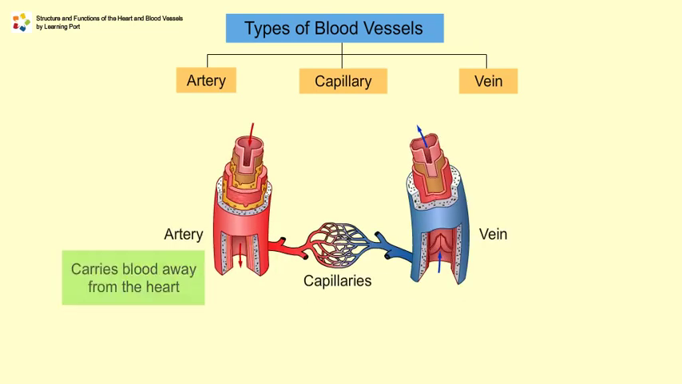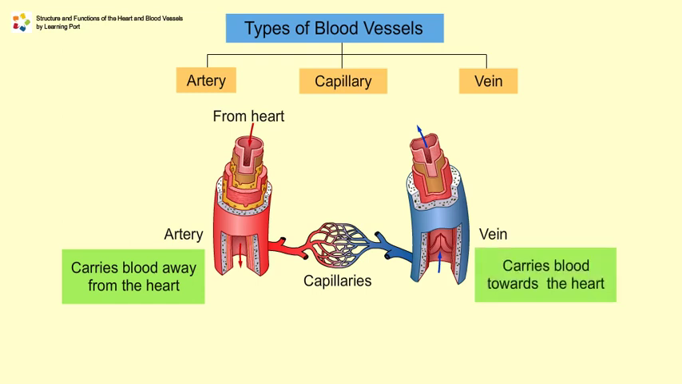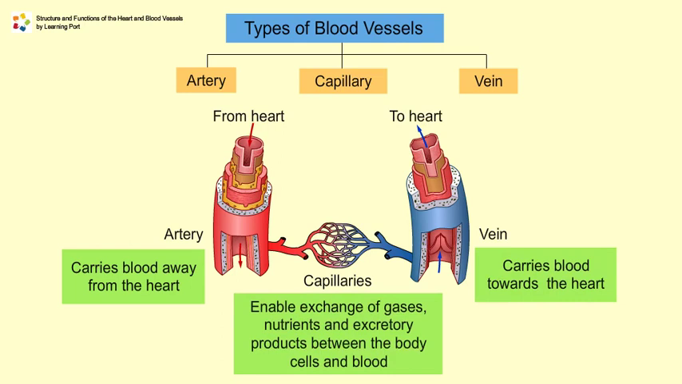An artery carries blood away from the heart. A vein carries blood towards the heart. Capillaries enable the exchange of gases, nutrients, and excretory products between the body cells and the blood.